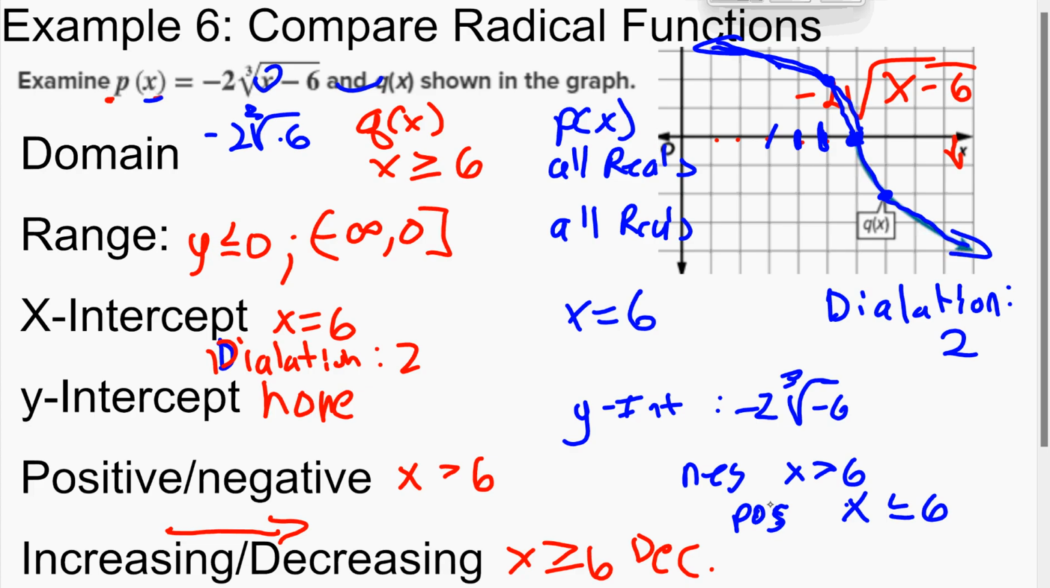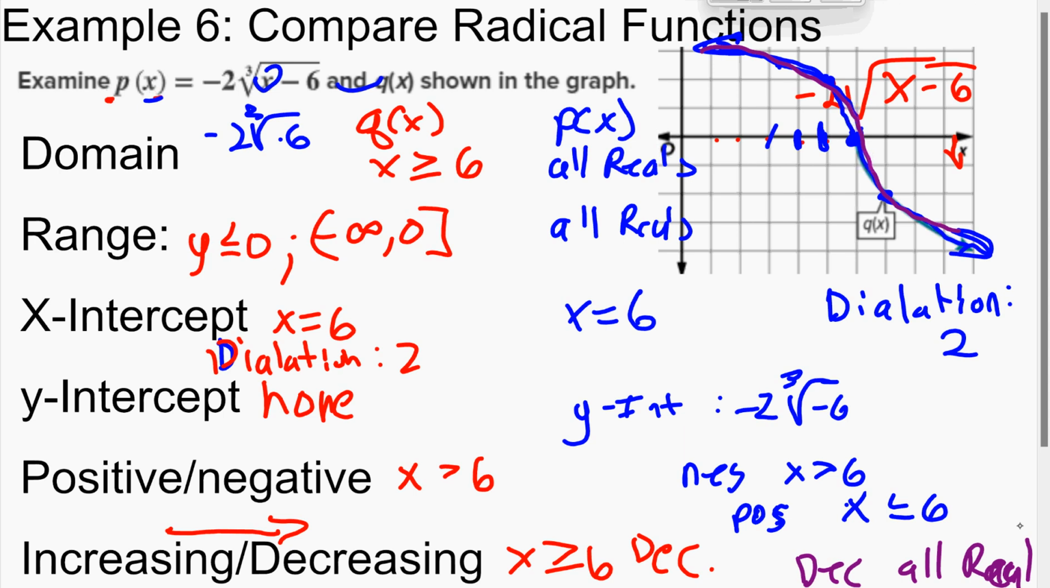All right, then increasing and decreasing from left to right. Remember, don't worry about the arrows on increasing, decreasing. Just think, if I draw this from left to right, my graph is going down the whole way. So this is actually going to be decreasing for all real numbers, all over its domain, real numbers. Okay, so those are the things that you would compare.